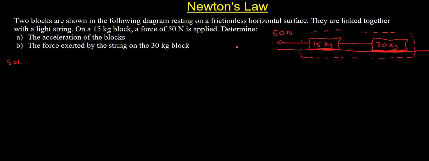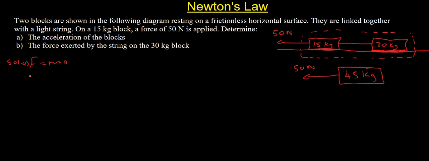and the two have the force of 50 Newton, meaning when we add 15 plus 30, it is going to be the same as a 45 kg mass being pulled by a force of 50 Newton. So we know from Newton that the force applied will be equal to mass multiplied by the acceleration. This will be the solution for number A.